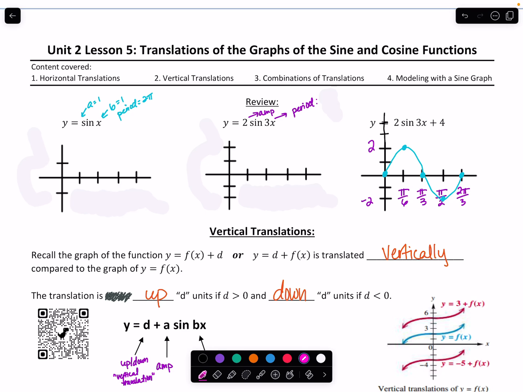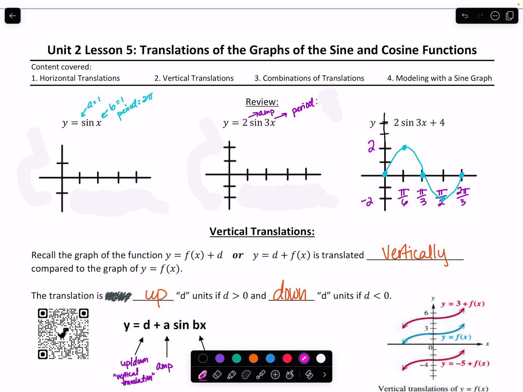All right, in our last section, we talked about graphing basic sine and cosine functions. We talked about amplitude and period, right? So let's do a few review questions, and then we'll talk about what happens with more translations.